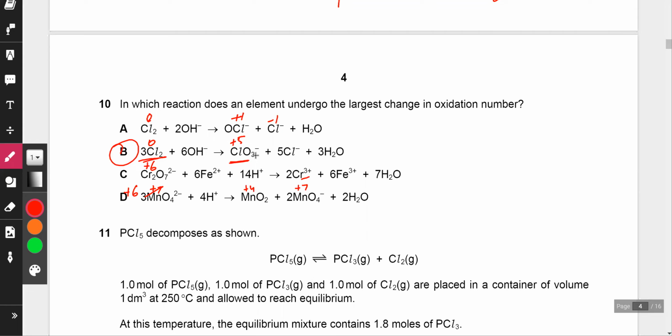You can do the calculation. Oxygen is -2, -2, -2, that's -6. And there has to be one Cl with +5, so only then would you get -1.